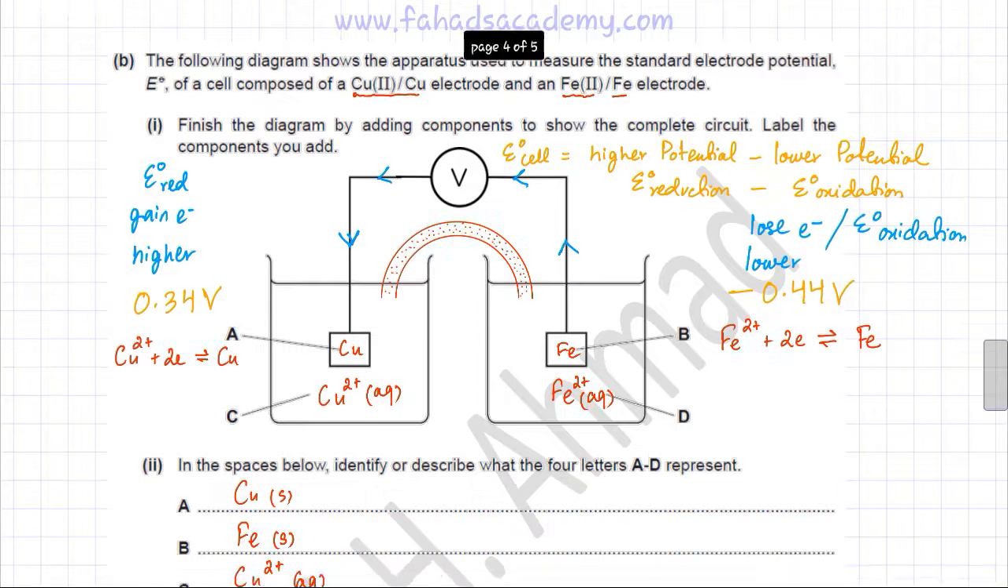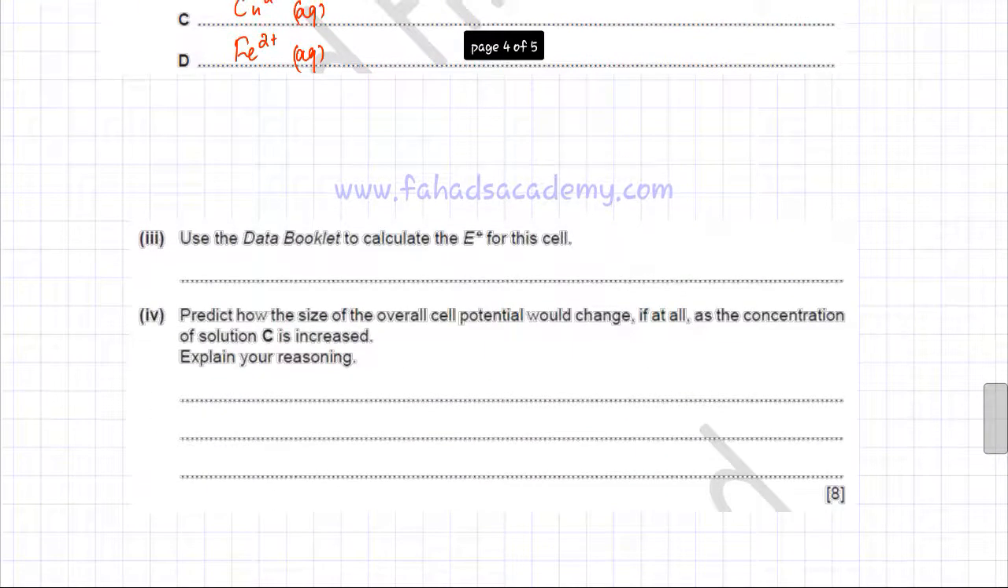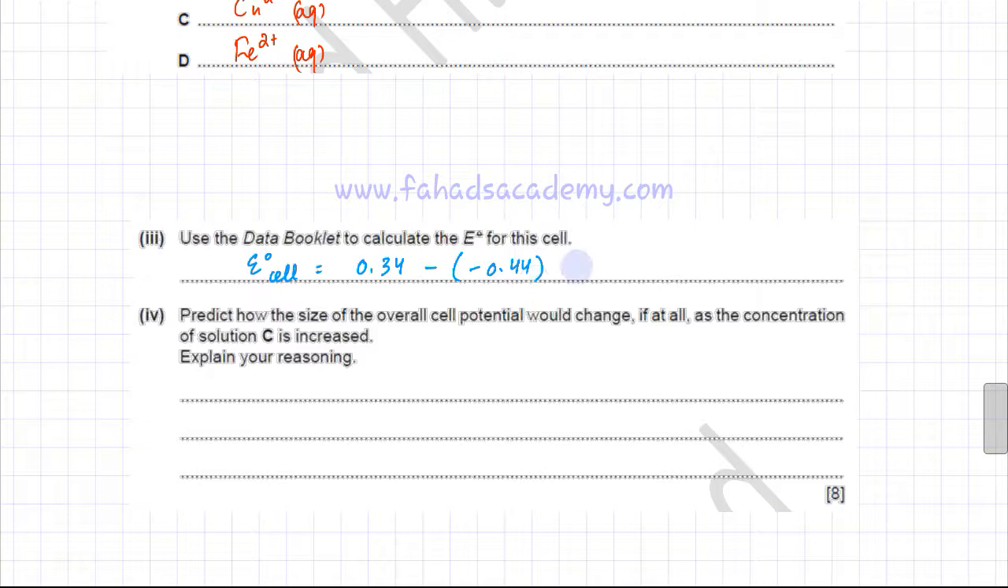So I'm going to do the calculation on my question over here. The E0 cell is going to be 0.34, which is my higher potential, minus the lower potential, which is 0.44. And the answer that I'm going to get is 0.78 volts.